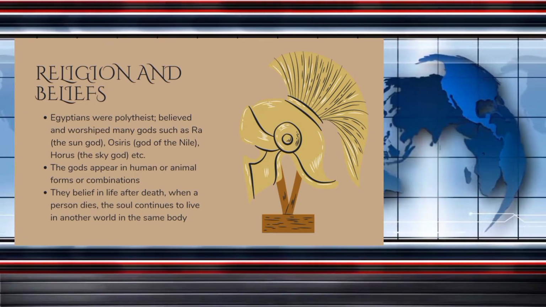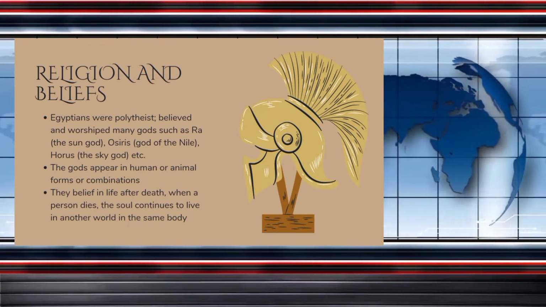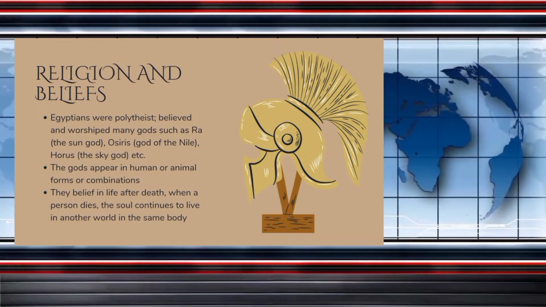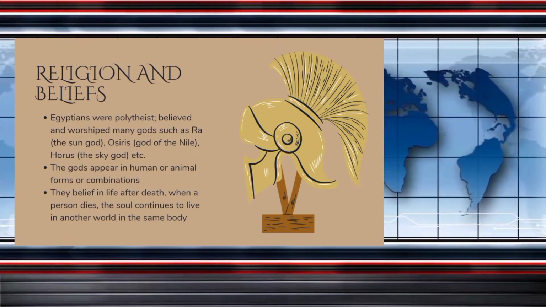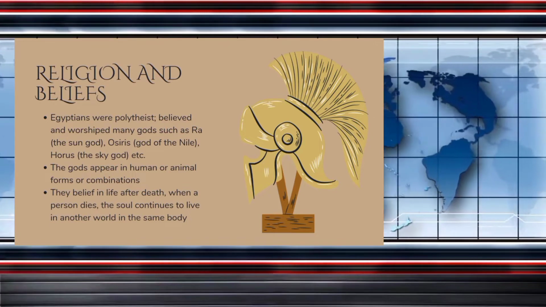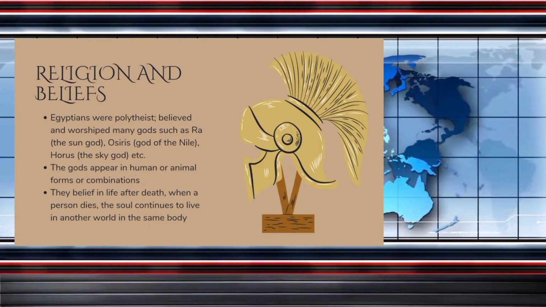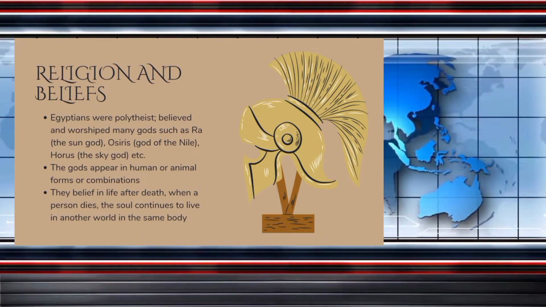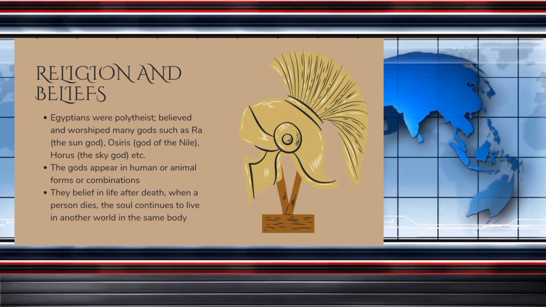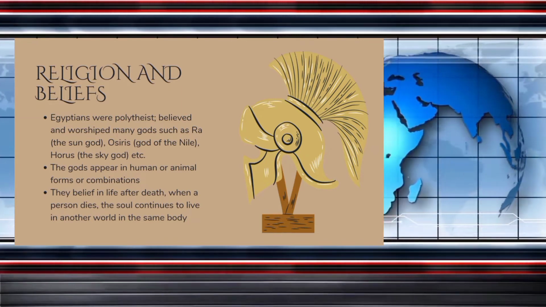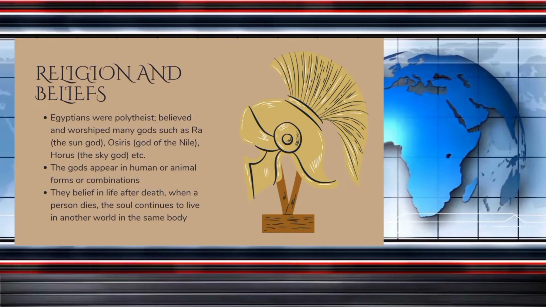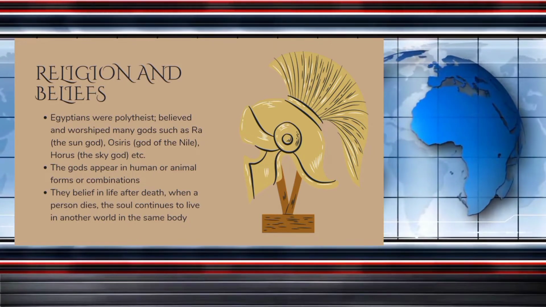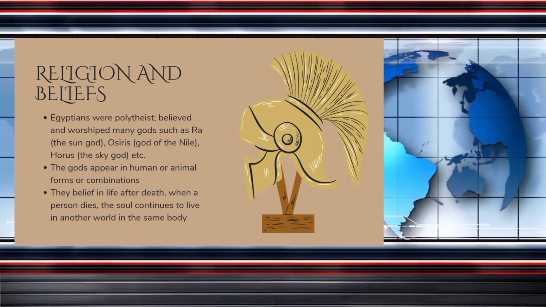Religion and beliefs. Egyptians were polytheists, believed and worshipped many gods such as Ra, the sun god, Osiris, god of Nile, Horus, the sky god, etc. The gods appear in human or animal forms or combination. They believe in life after death. When a person dies, the soul continues to live in another world in the same body.